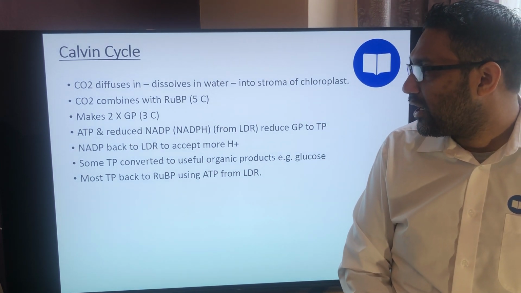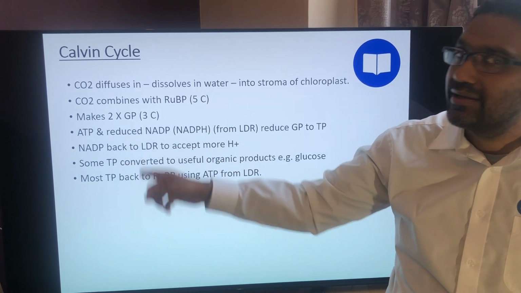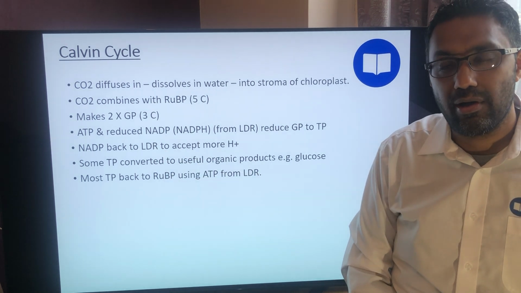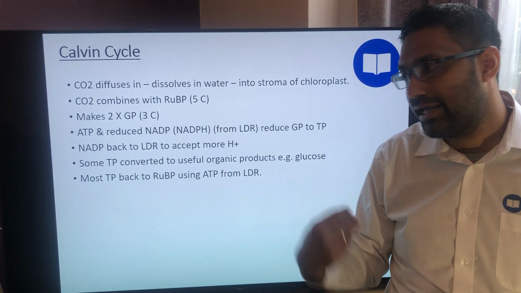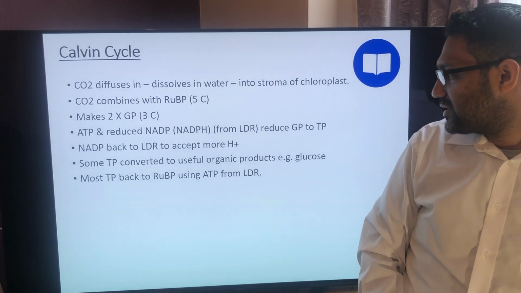NADP, then, because remember we just lost the hydrogen there, that actually goes back to where it came from. It goes back to the light-dependent reaction to accept more hydrogen ions, so therefore it can come back to the light-independent reaction. Some of the TP is converted into useful organic compounds like glucose.